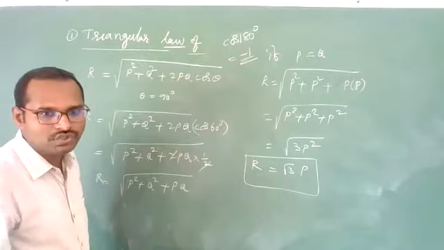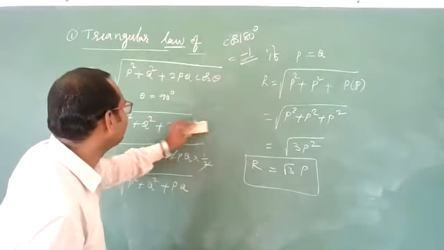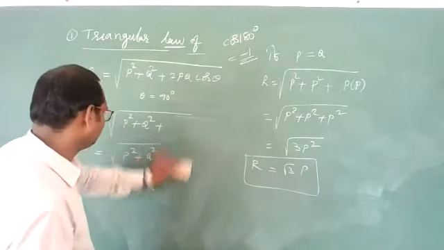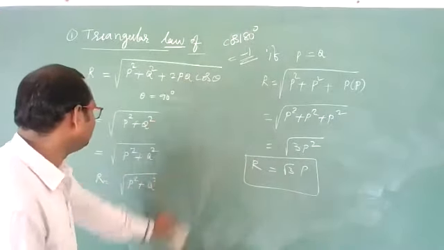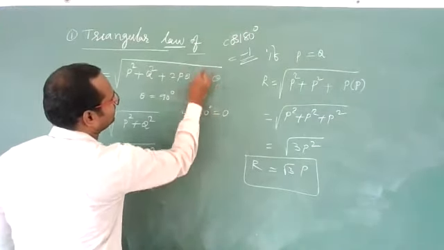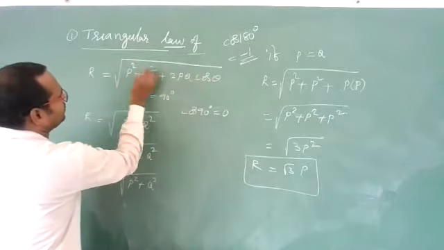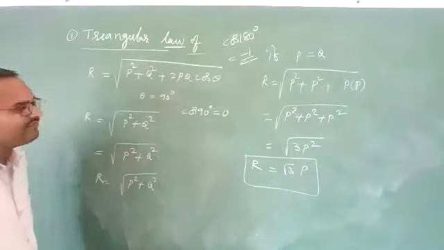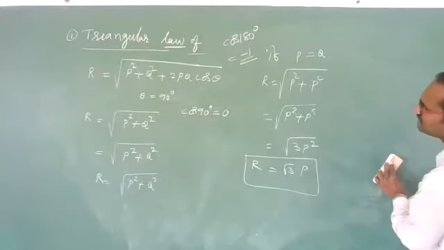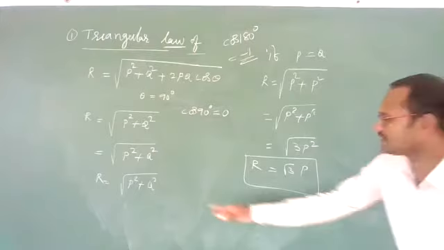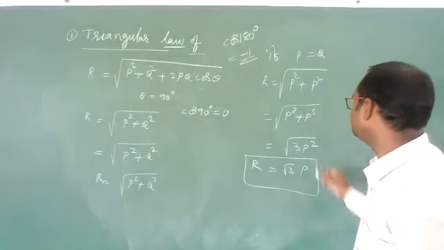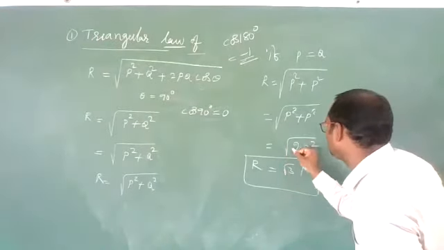Cos 90 is 0, no? So this is 0 means this whole term is not there. Because cos 90 degrees is 0, here you should keep 0, and 0 into this is 0. Only these two things are there. Now if p is equal to q, in the place of q substitute p. You will get p square plus p square. It is root 2 times of p square.